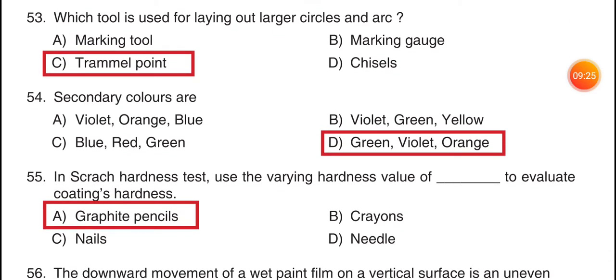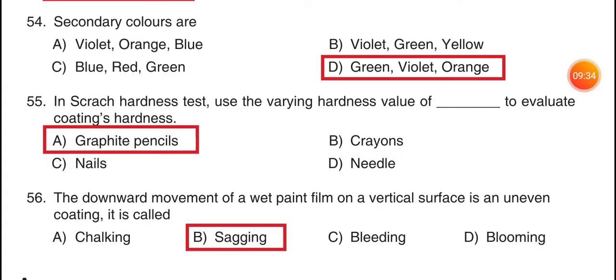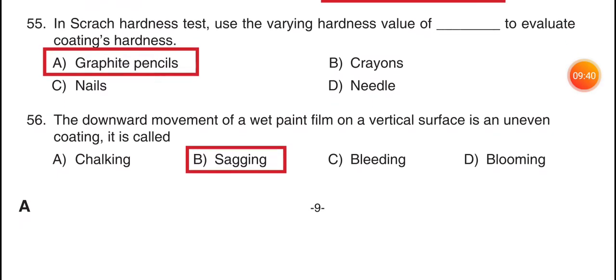53. Which tool is used for laying out larger circles and arc? Option C, Trammel point. 54. Secondary colors are. Option D, green, violet and orange. 55. In scratch hardness test, use the varying hardness value of dash to evaluate coating hardness.